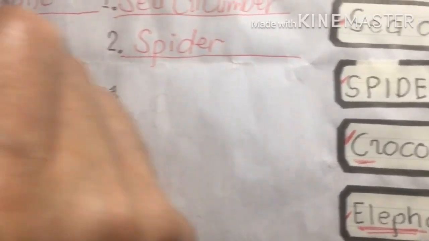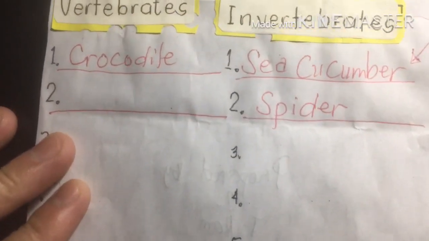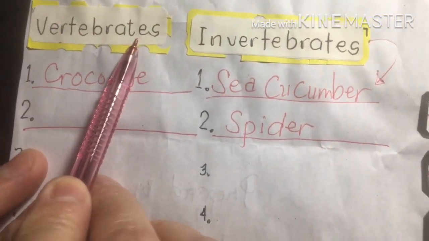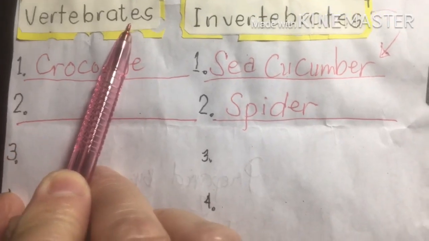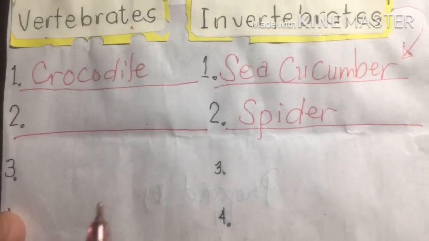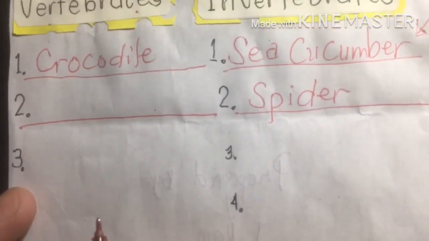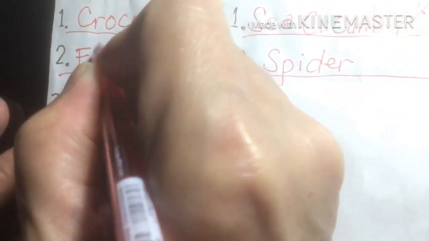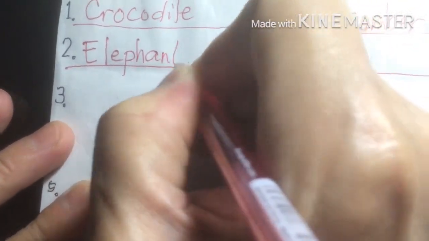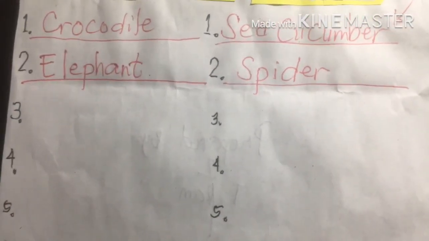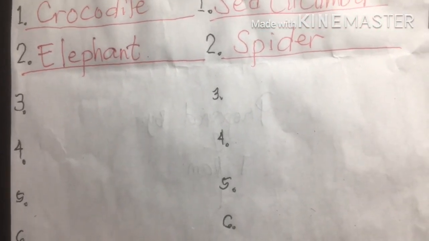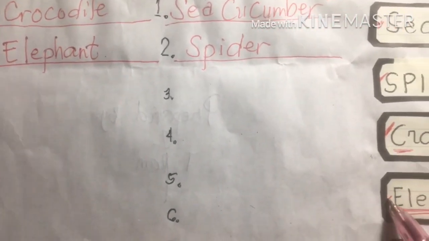I am going to write here, guys, vertebrates, because crocodile obviously has a vertebral column, or the presence of a backbone. Okay, we're going to write here, guys. Next, so I've already put a check mark here.